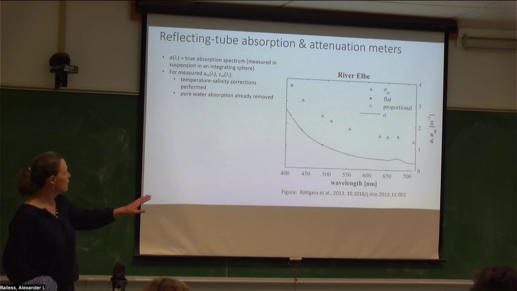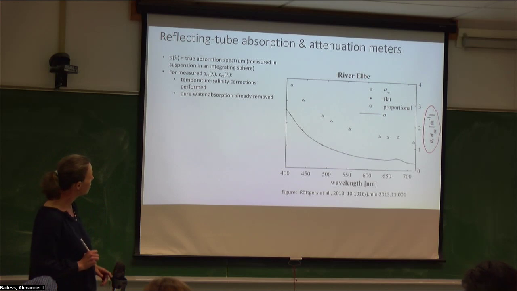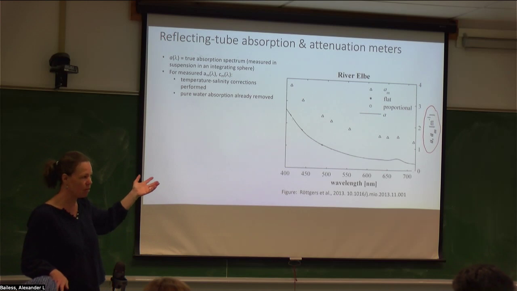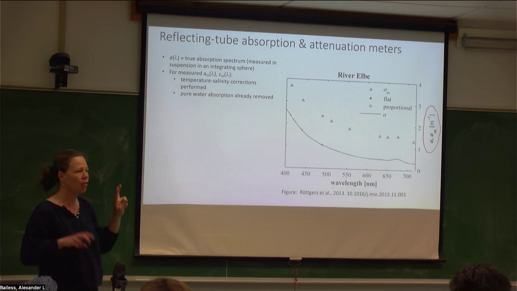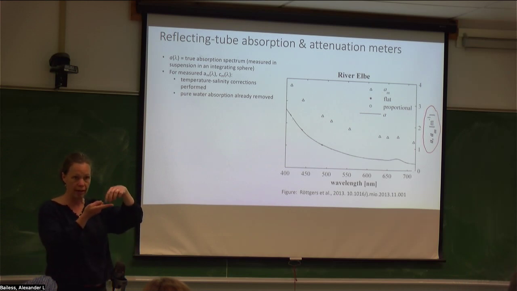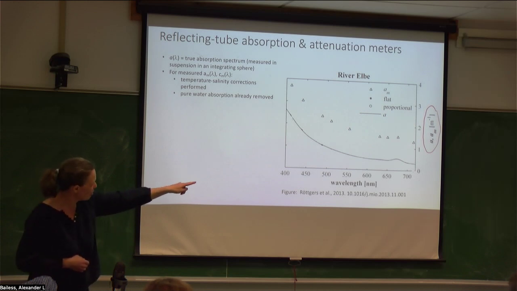This is from a paper, Rüdiger Röttgers, 2013. So here this is absorption. For some reason, the axis is on the right-hand side here. But this is riverine water, so it's got a very high absorption coefficient and a high scattering coefficient. The solid black line is what we're going to call the true absorption spectrum, measured in an integrating sphere in suspension. So not even a filter pad, but putting the water in a cuvette and sticking it in an integrating sphere. So we can see that absorption isn't actually zero at 700 nanometers.